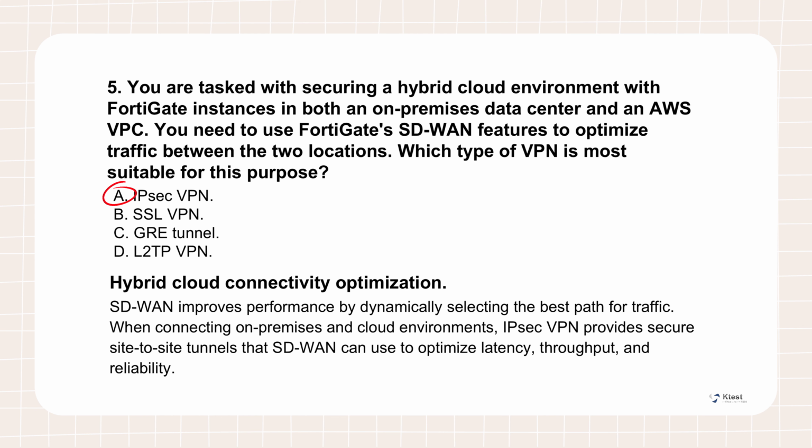But where FortiGate adds value is layering its SD-WAN intelligence on top of that. You might have multiple internet connections, maybe a direct connect link as well. SD-WAN can manage traffic across multiple IPsec tunnels running over these different paths. It can measure latency, jitter, packet loss on each path, and intelligently steer application traffic like VoIP or critical business apps over the best performing path at any given moment. So it's not just secure, it's optimized for performance too.